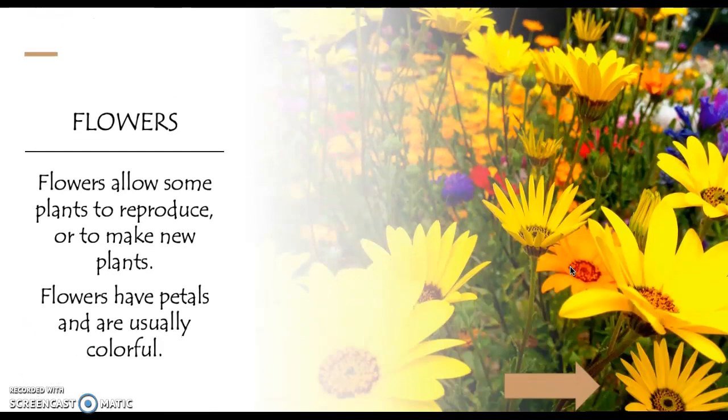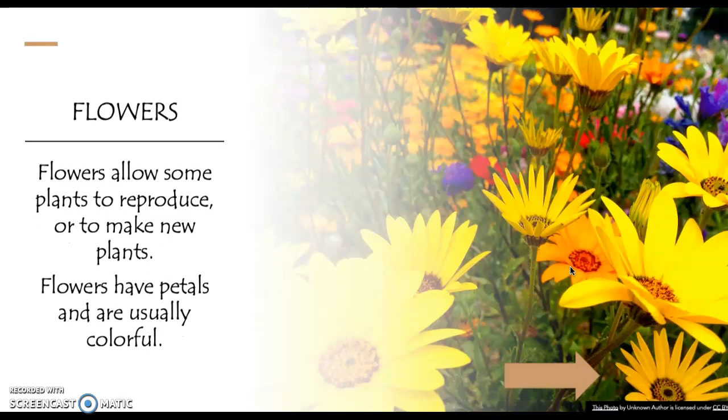All right, the next structure is flowers. Flowers allow some plants to reproduce, or to make new plants. Flowers have petals and are usually very colorful. So for the flowers, think about bees and how bees love flowers and pollen. So they go into the flower, they get the seeds, they move it to a new place, and they can drop off the pollen or the seeds and create a new plant. So that's how flowers reproduce.